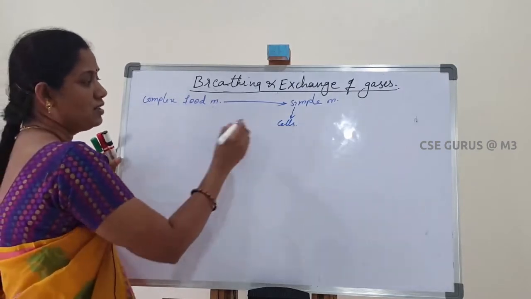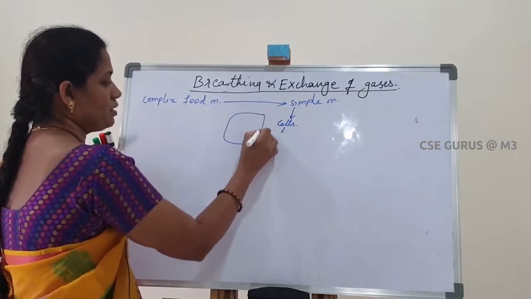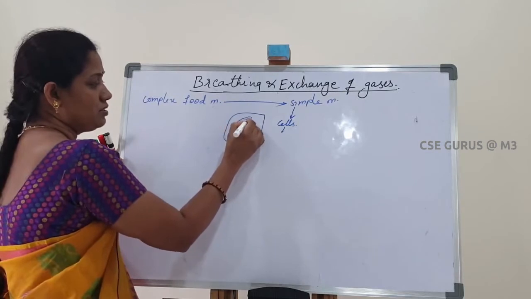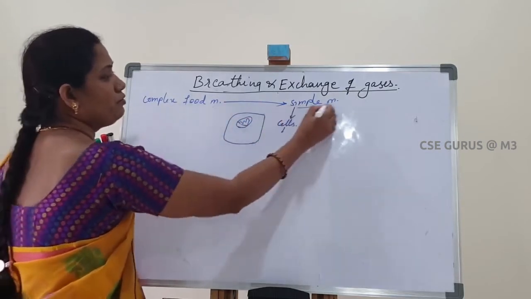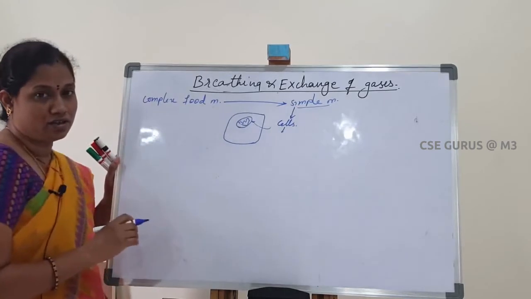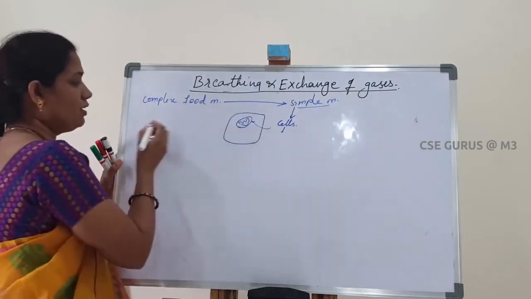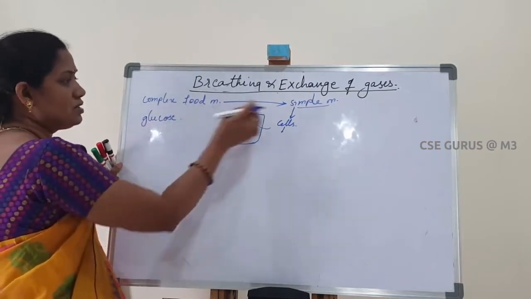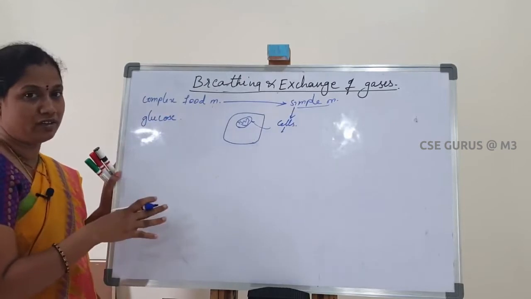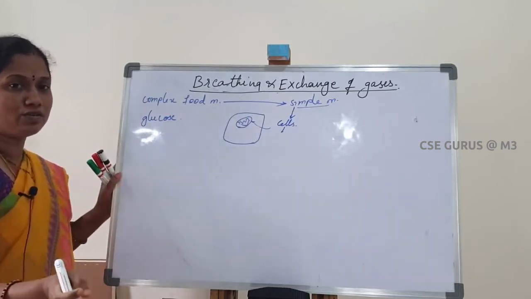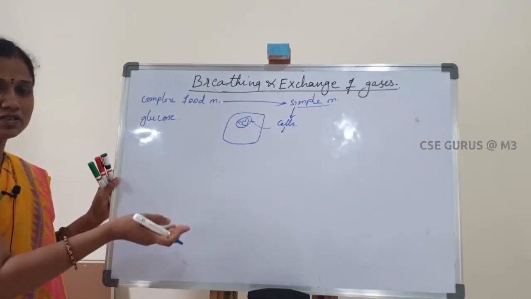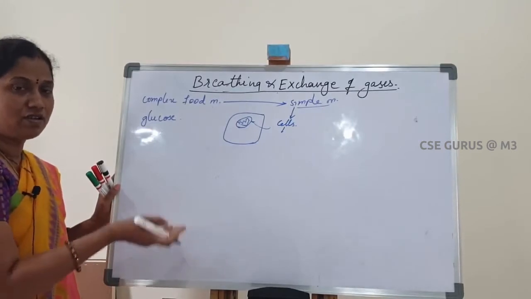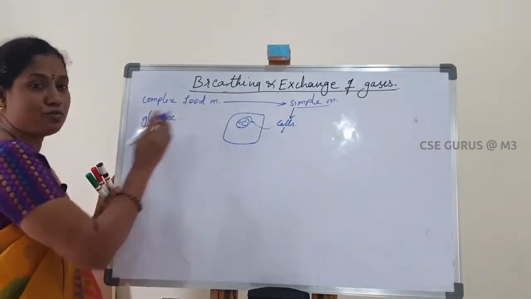So what will happen in the cells? For example, this is the cell. In the cell, mitochondria are present. So these simple food materials reach the mitochondria. For example, glucose is the simple molecule of food materials. Carbohydrates are converted into glucose, proteins are broken down into amino acids, and lipids are also digested into fatty acids. So these simple molecules reach the mitochondria.